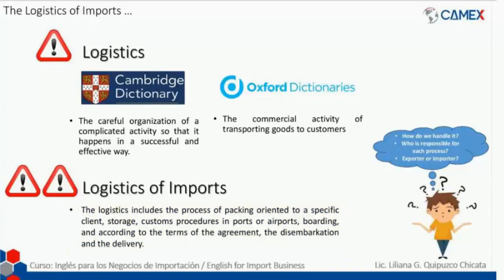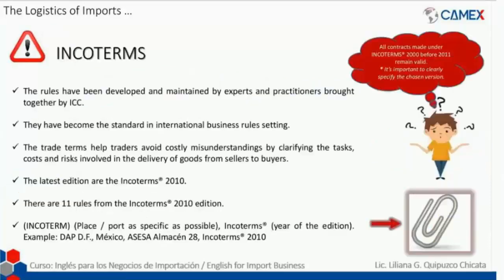So, how do we handle logistics of imports? Who is responsible for each process? Is it responsible the exporter or is it responsible the importer? So for this, we have a very effective way of finding out. We have rules. There are the Incoterms rules. Have you heard about them? Incoterms? Do you know what Incoterms are? Have you heard about them before?